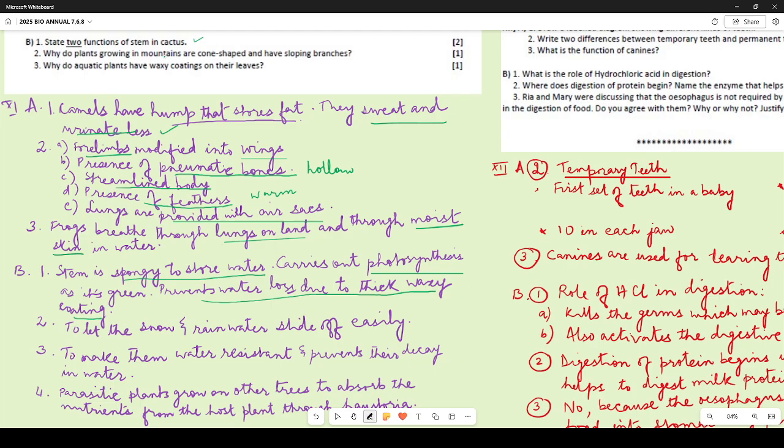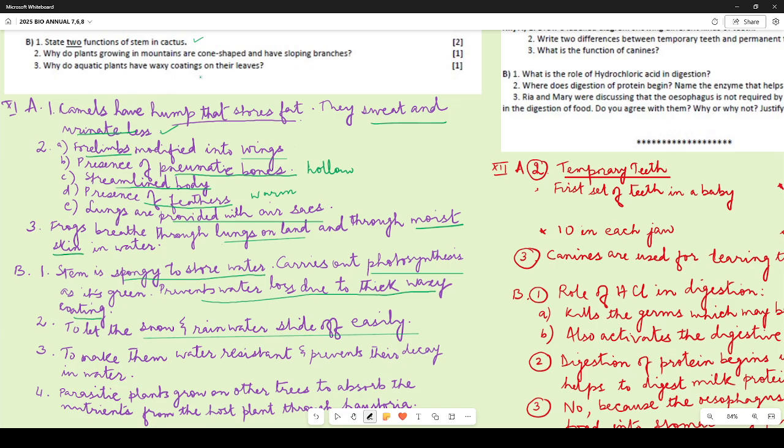Why do plants growing in mountains are cone shaped and have sloping branches? So that the snow and the rainwater can slide off easily, right? When they are sloping, cone shaped, the water and the snow will slide off easily. Otherwise it will accumulate on the tree, become very heavy, and damage the leaves.